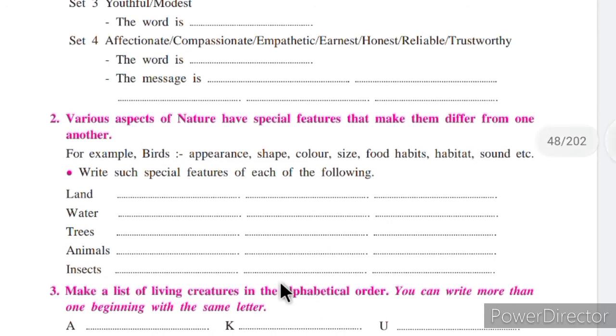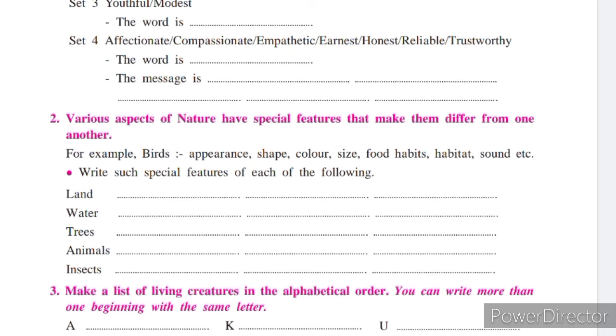Various aspects of nature have special features that make them differ from one another. For example, birds: appearance, shape, color, size, food habits, habitat, sound, etc. Write such special features of each of the following. So different aspects of nature have their own specialities, and we have to write the specialities of all these aspects of nature given to us.